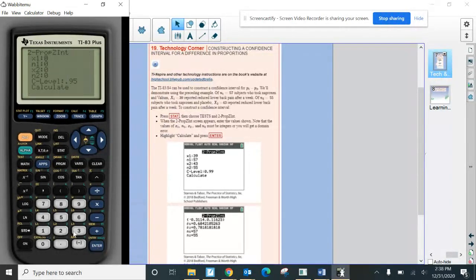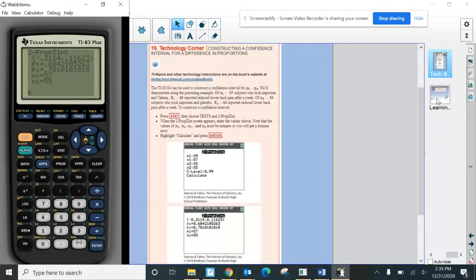There it is. And we are doing the 39 out of 57 for the approximate in the Valium, and then 43 out of 55 for the placebo, and then we wanted a 99% confidence interval. Now that we have everything in and we hit calculate, it gives us our interval right up here at the top, and it gives us our p-hat 1 and p-hat 2. So those are things that we would want to report. You can use this for your do step whenever you are constructing your confidence interval.